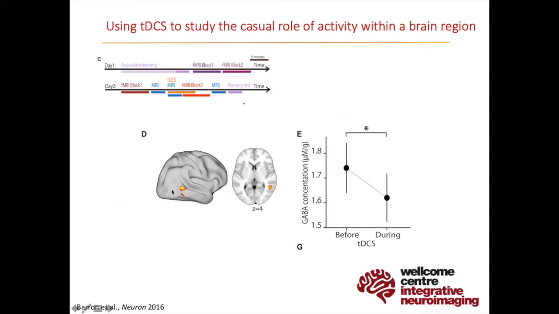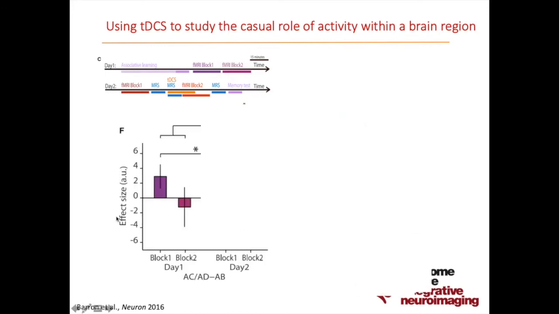So these are the spectroscopy results. This is the brain region that they were interested in, and they looked at GABA change during stimulation, and what they saw is that GABA decreased during tDCS, as you would imagine. These are the behavioural results.